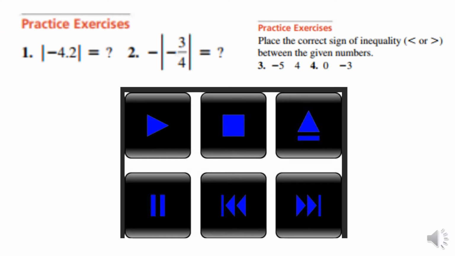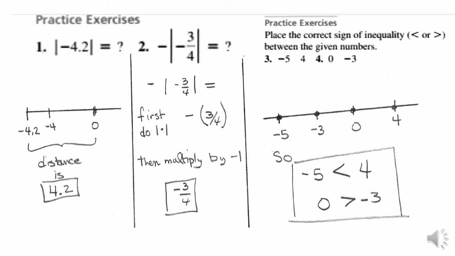Okay, I'm back. Let's see how you did. The answer should have been 4.2, negative 3/4, and minus 5 is less than 4, and 0 is greater than minus 3. Get help on these if you did not get the correct answers.